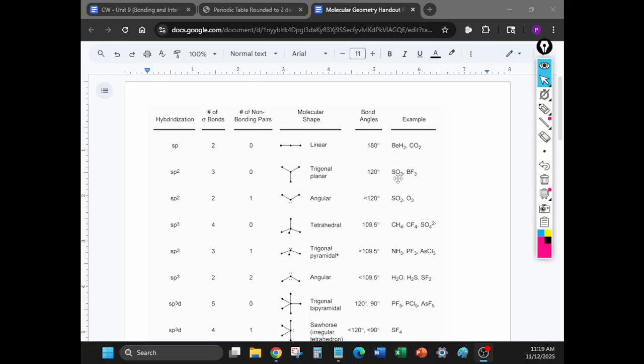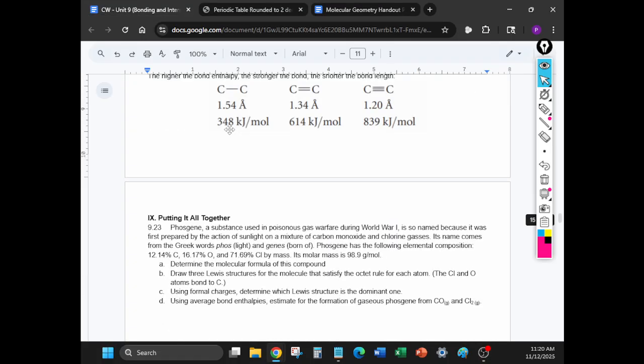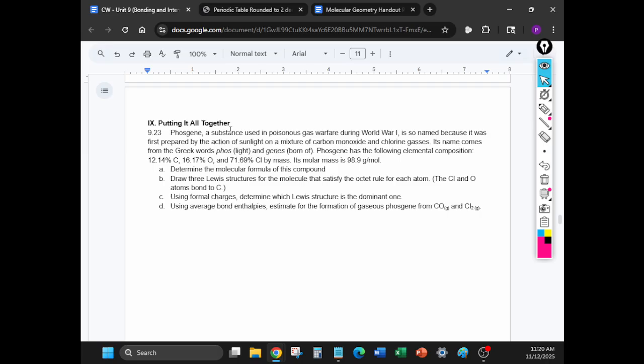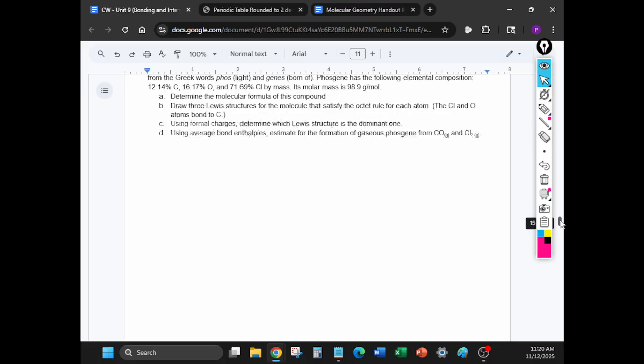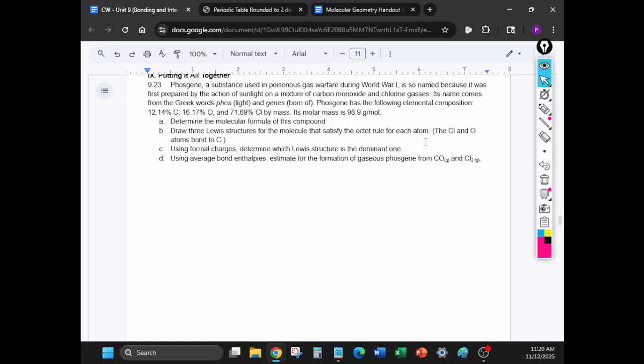This is a chart that tells us the three-dimensional shape of the molecules and how to figure them out. So before we do that, let's look up here. Actually, my bad. We're not looking at the chart yet. We're going to do an FRQ where we put everything together. My bad, I forgot that this problem was on here.